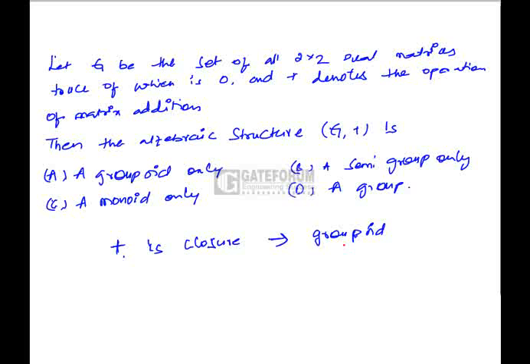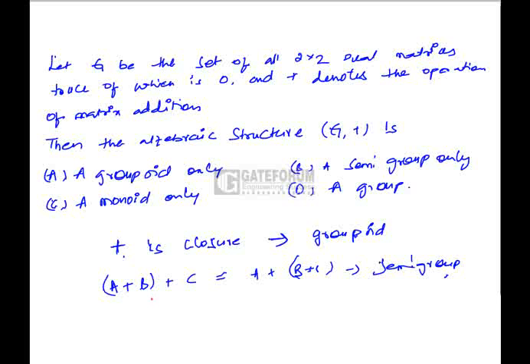Let us check if it satisfies the associative property or not. We know that matrix addition is associative. (A plus B) plus C is nothing but A plus (B plus C). So here we can say the associative property is satisfied, and it is a semi-group. A semi-group is a groupoid which satisfies the associative property. So up to here you can say the given algebraic structure is a semi-group.